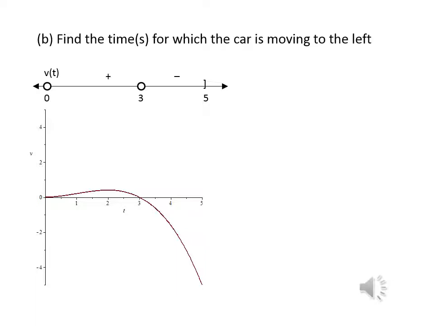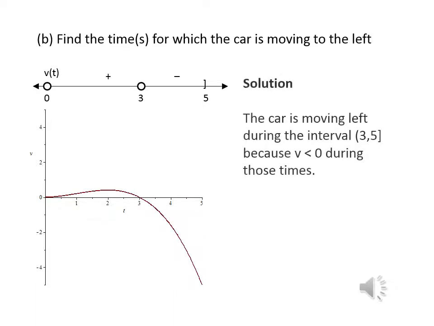between 3 and 5. Notice that we respect the domain restriction that was given in the original problem, so we stop our solution at 5. And so we say the car is moving left during the interval 3 to 5 because the velocity is less than 0, or negative, during those times. Notice that the endpoint 3 is not included because the car is stopped at that time, which is not the same as moving left.